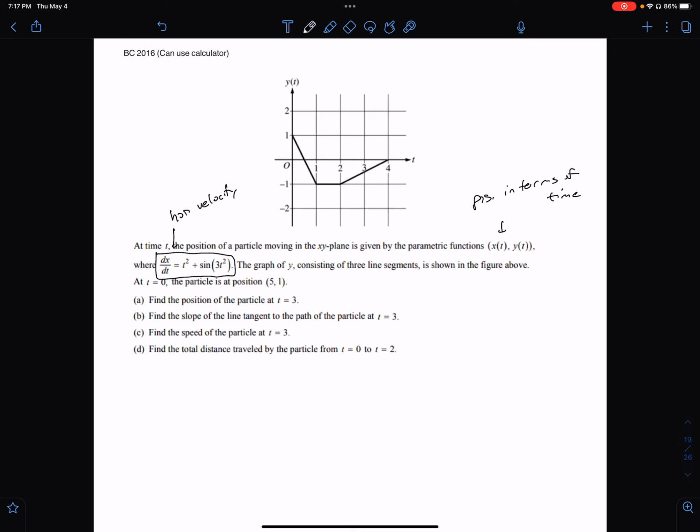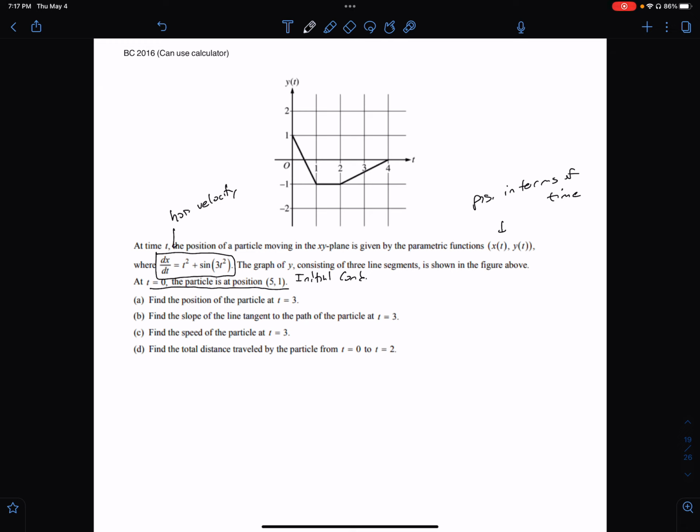And then they say the graph of y consists of 3 line segments as shown above. And they tell us this. At t equals 0, the particle is at position 5, 1. So they've given us some sort of initial condition. So chances are I'm probably going to have to do the FTC and solve for something here.